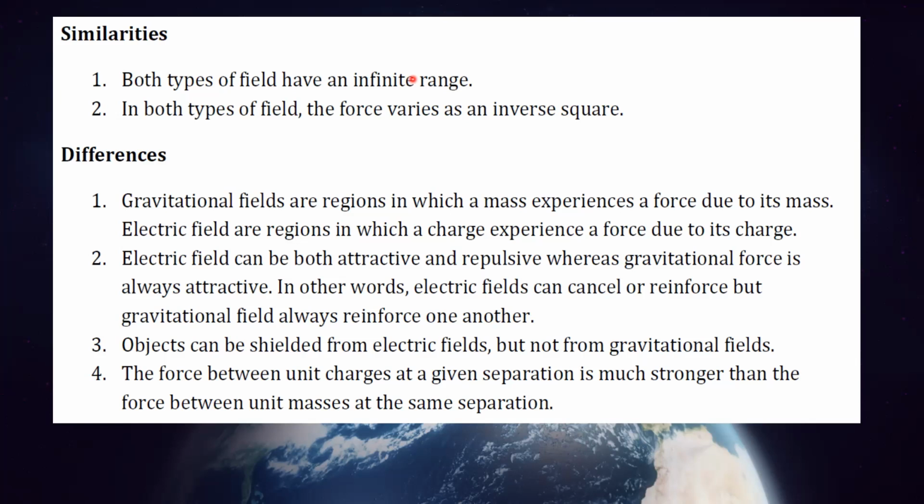Both are types of field, and the force varies inversely. They follow the inverse square law. The strength of the electric field is inversely proportional to r squared, and the strength of the gravitational field is also inversely related to r squared. How are they different from each other? What are the differences?